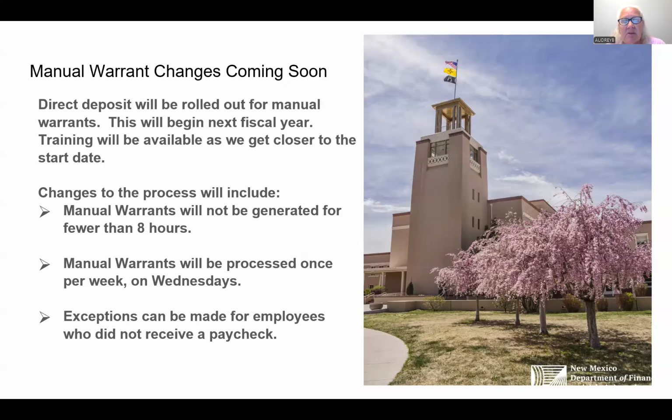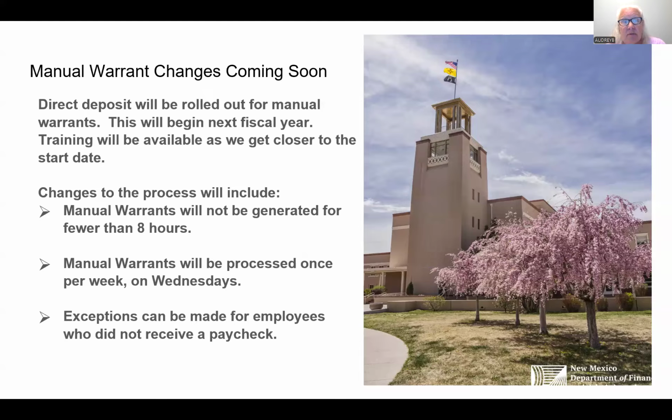But for the most part, if an employee is set up for direct deposit and a manual warrant is requested for them for 8 hours or more, it will go direct deposit on Wednesdays. So that means every Wednesday we will be issuing direct deposits for any manual warrants that were submitted to payroll. And there will not be any hard checks unless a request for a hard check is generated, and then that would have to be approved.